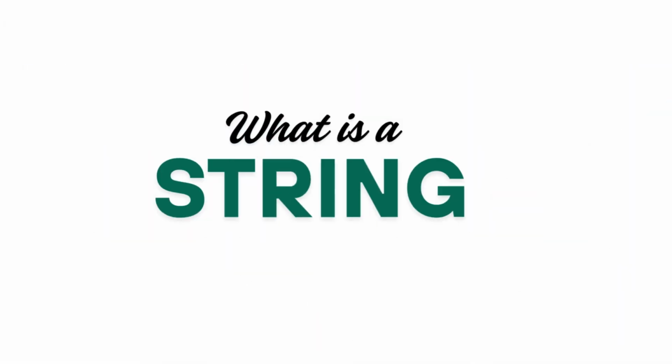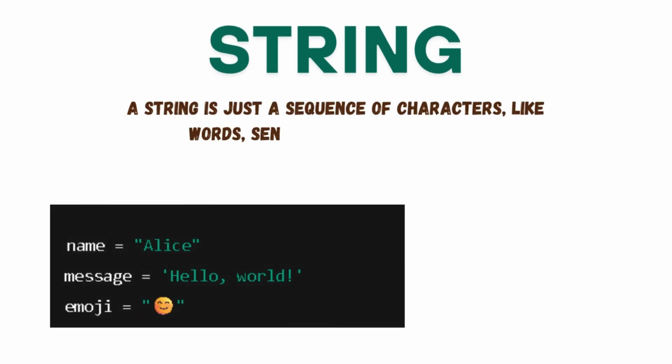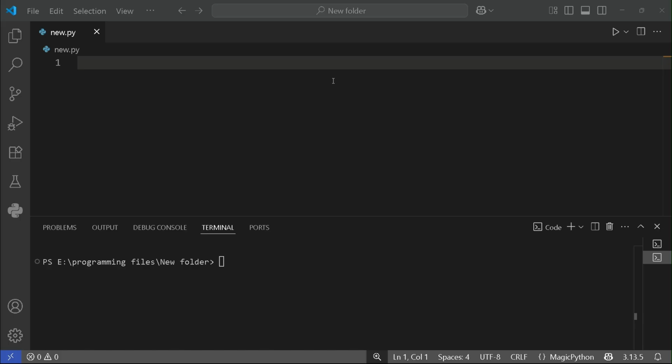So what is string? In case of Python, string is just a sequence of characters like words, sentences, or even emojis. In Python, we write strings using quotes. Now let's create strings. Okay, so for creating string, you can use the single quote or double quotes.